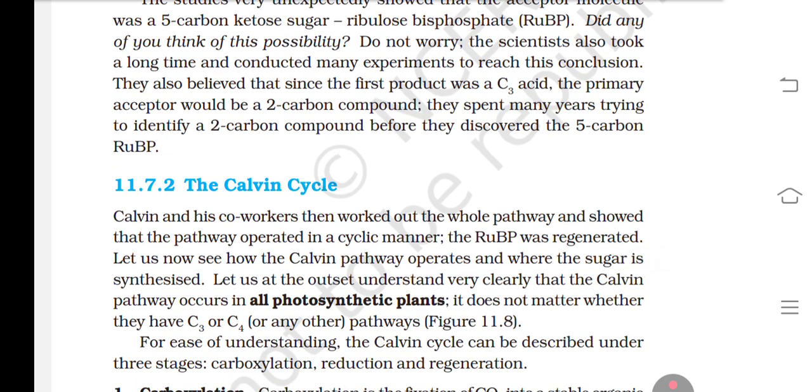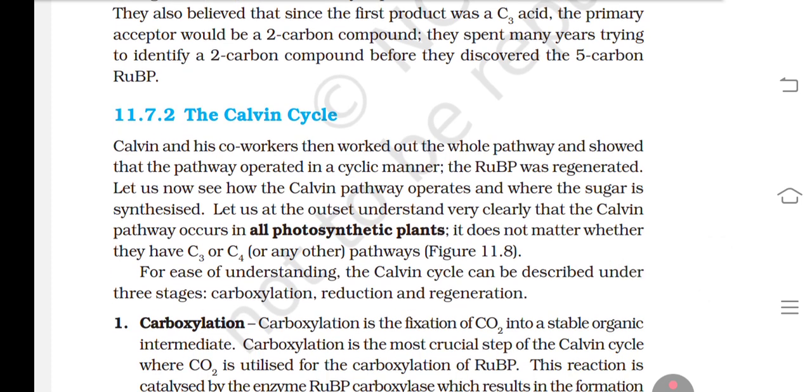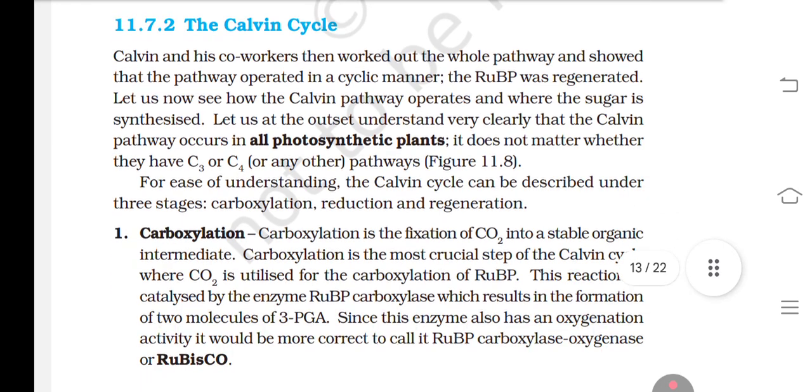Do not worry. The scientists also took a long time and conducted many experiments to reach this conclusion. They also believed that since the first product was a C3 acid, the primary acceptor would be a 2-carbon compound. They spent many years trying to identify a 2-carbon compound before they discovered the 5-carbon RuBP and the Calvin cycle. His co-workers then worked out the whole pathway and showed that the pathway operated in a cyclic manner. The RuBP was regenerated.